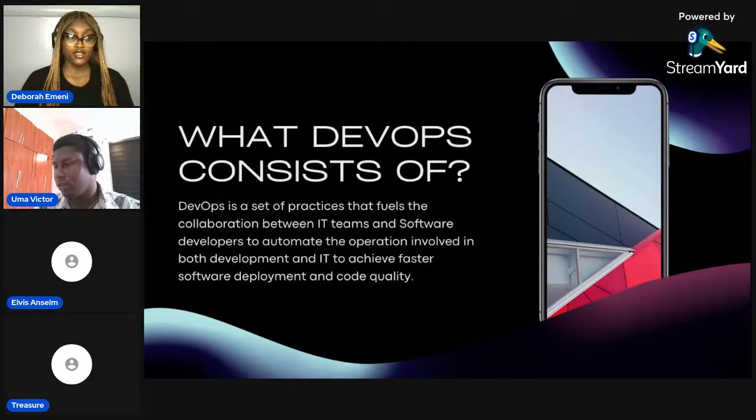So first, I'm going to start by discussing what DevOps consists of. It's recently that we're hearing the word DevOps in the tech community. Everybody wants to learn DevOps, but most people don't really know what DevOps is. So I'm going to use this session to explain what DevOps is in very simple terms, as simple as possible, and make you become very conversant with DevOps.